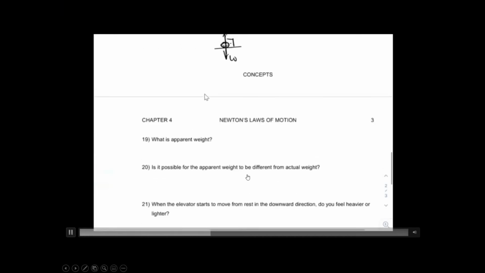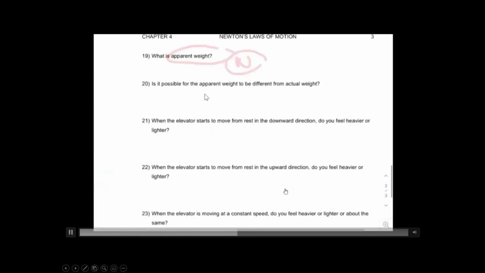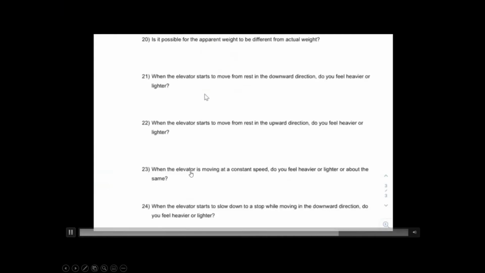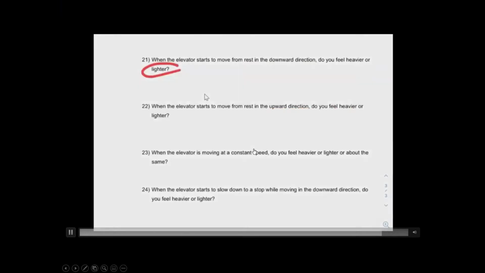Apparent weight is your normal force reading from a scale. Apparent weight can be different from your actual weight because you can shift your actual weight onto a different surface, and it's also going to be sensitive to acceleration, right? When the elevator starts moving in the downward direction from rest, you will feel lighter. When the elevator is accelerating in the upward direction, you will feel heavier. And when there's no acceleration, there's no change in weight.